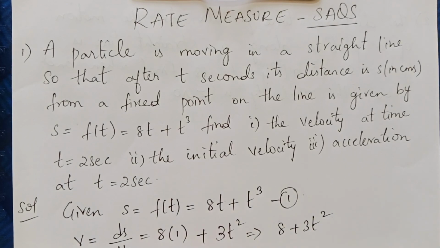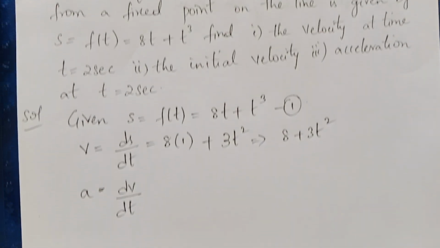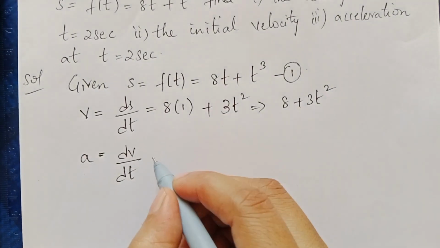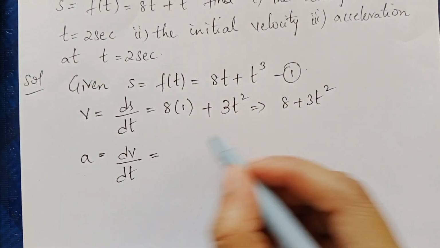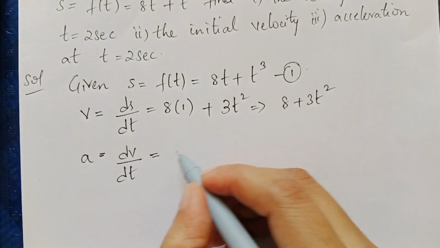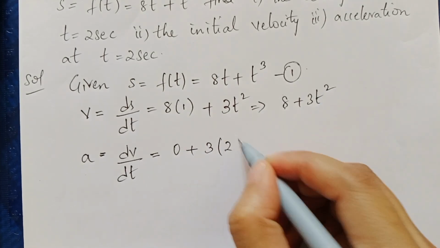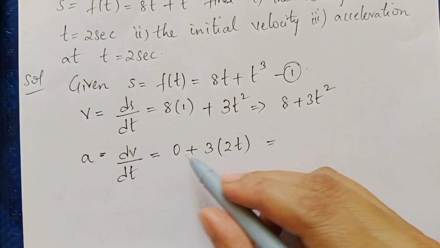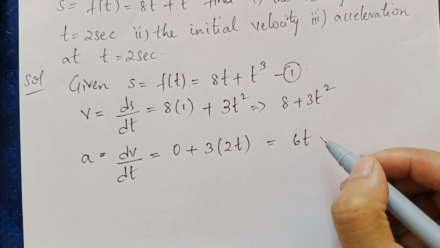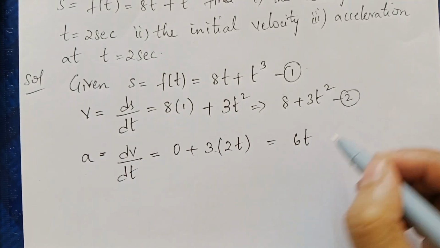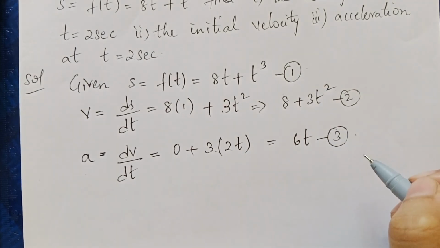Again differentiating it, rate of change of velocity is acceleration, so it will become dv by dt, which equals the acceleration a, which equals, 8 is constant, constant derivative is 0, plus 3 into t square derivative will be 2t, which equals 6t. Take it as equation 2 and this as equation 3.